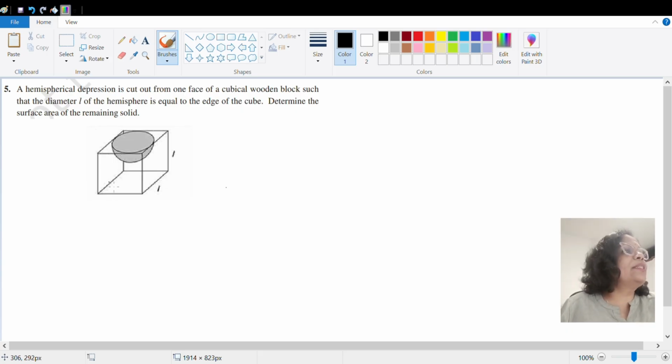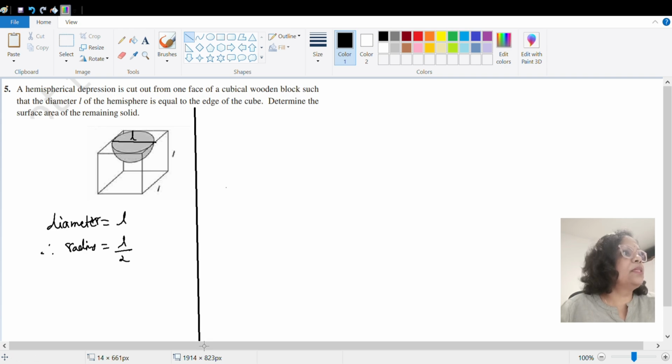So now you can see here the depression is cut out from the face of the cubical wooden block such that the diameter L, so here is the diameter, that is L, is equal to the edge of the cube. This we have done in the previous case also, question number 4. So you can say here diameter is equal to L, therefore radius is equal to L by 2. Okay, now what do we have to find? We have to find the surface area of remaining solid.